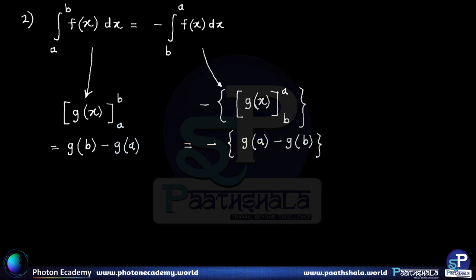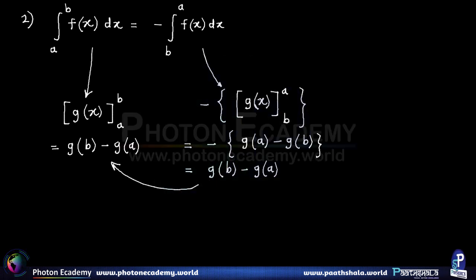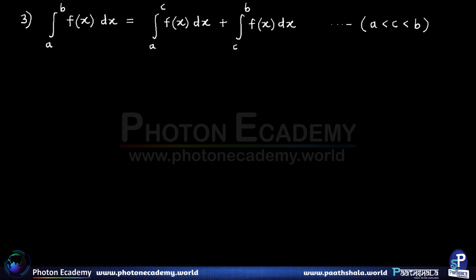So if we open the bracket and bring the minus sign in, we ultimately get g of b minus g of a, which is nothing but same as what we got on left hand side. So if the limits are interchanged, then the value of a definite integral changes the sign. This is what this property says. Now moving on, we have the third property.